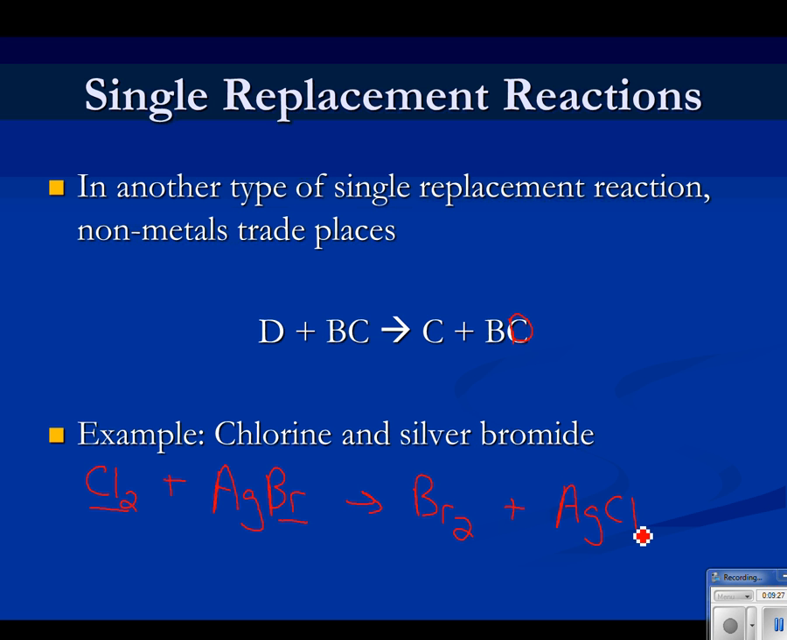Now we have to balance this equation. We have two Cl's here, one Cl here, so I put a big 2 in front. Now with my Ags, I have two Ags here, and I only have one here, so I put a big 2 in front. And I look, I have two Brs and two Brs, and there we have a balanced equation. But the big focus is that this is another single replacement reaction example, where my two nonmetals are switching places from the reactant side to the product side.